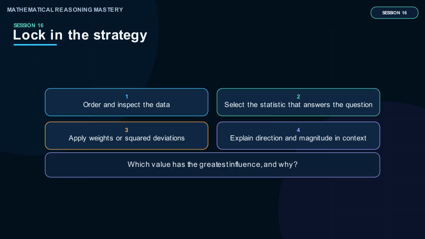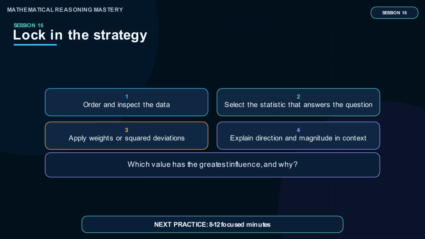Reflection. Which value has the greatest influence, and why? Name the exact point where an incorrect path would first become visible. Practice one fresh problem for 8 to 12 focused minutes. Keep the work readable, verify independently, and carry the routine into the next session. Before moving on, close the notes and explain the method aloud from memory. Then invent one small variation, predict how the answer should change, and verify that prediction with a complete calculation.